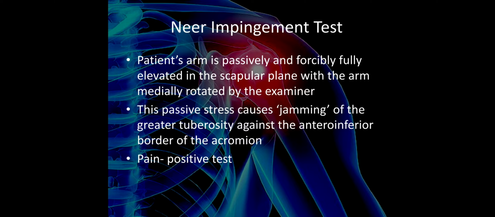In this test, the patient's arm is passively and forcibly fully elevated in the scapular plane with the arm medially rotated by the examiner, and this causes passive stress and jamming of the greater tuberosity against the antero-inferior border of the acromion. So if the patient has reproduction of the symptoms or experiences pain, then this is considered a positive test. So please remember, in Neer's impingement test, the patient's arm is in a fully elevated position in the scapular plane, and then we have to do medial rotation.